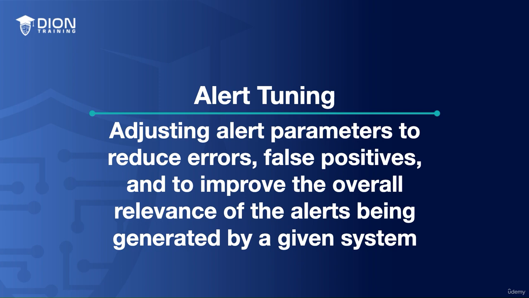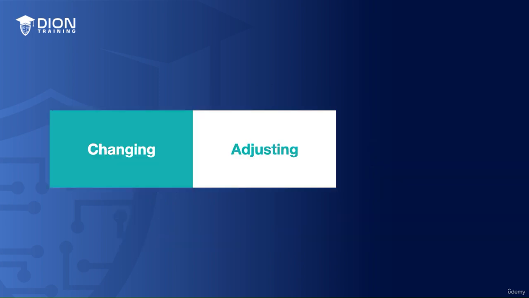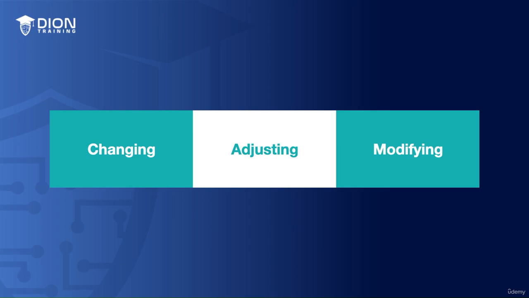Now, alert tuning, on the other hand, is a form of remediation where we're going to adjust the alert parameters to reduce errors, false positives, and to improve the overall relevance of the alerts being generated by a given system. Alert tuning can also involve changing the thresholds that trigger an alert, adjusting the conditions that define an alert, or modifying the alert delivery methods.